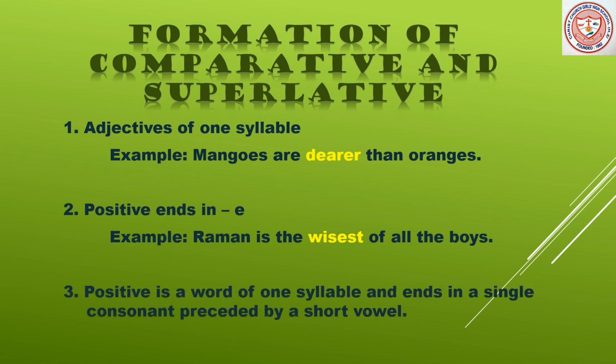Next rule. Number 3. When positive is a word of one syllable and ends in a single consonant preceded by a short vowel, this consonant is doubled before adding er or est to form the comparative and superlative degree, like big, bigger, biggest, sad, sadder, saddest, etc. Example: Tom was so much bigger than his father.